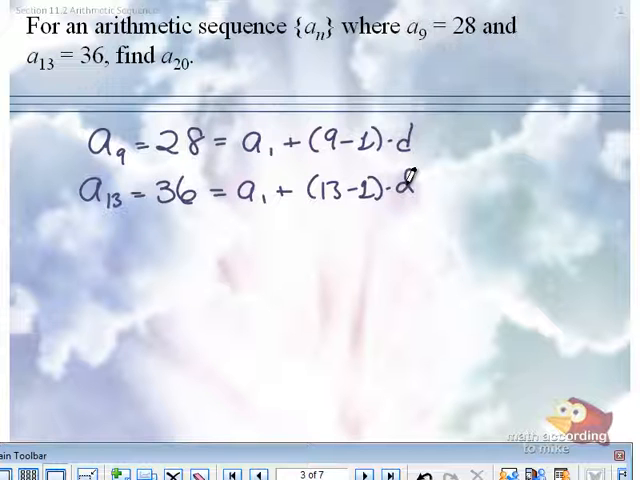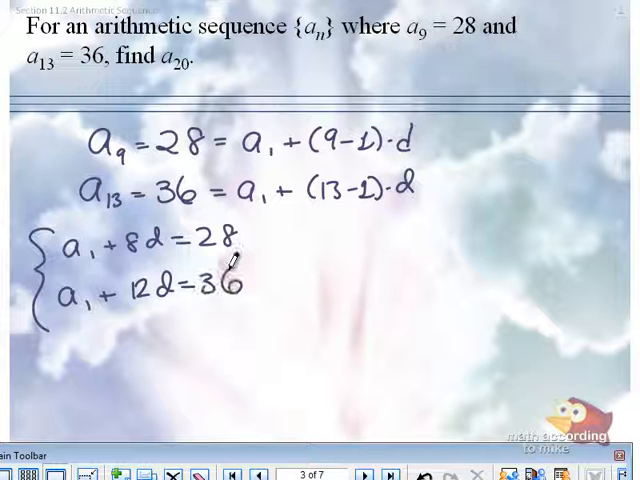So again, as stated, to find the general term, there's two things you need to know: the first term and the common difference, so those become our variables. Putting those variables on the left-hand side, we would say a sub 1 plus 8d equals 28, and a sub 1 plus 12d equals 36. Oh my gosh. You thought you were out of chapter 9, and it comes by to say hello.